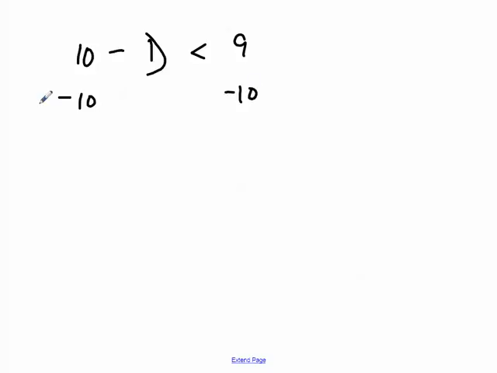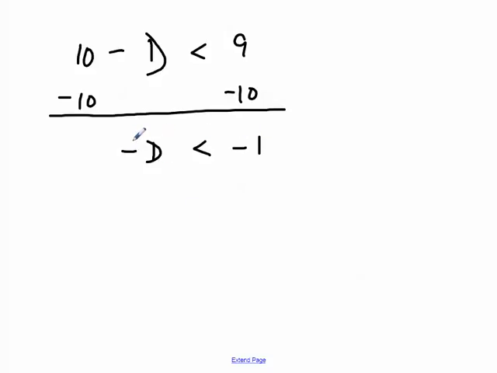Subtract 10. Because we're subtracting 10, we don't have to worry about changing the direction of the inequality. So 10 minus 10 is 0. Let's see what happens to subtracting 10 on each side. Minus d is still minus d. Less than is still less than, because we're just subtracting. 9 minus 10, negative 1. Now I've got negative d less than negative 1.